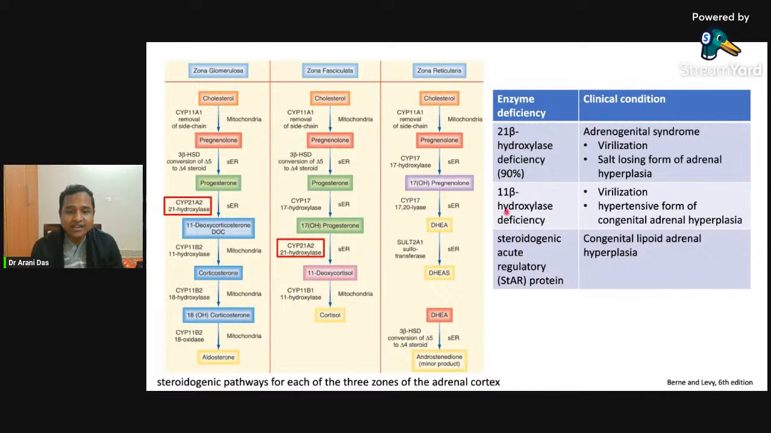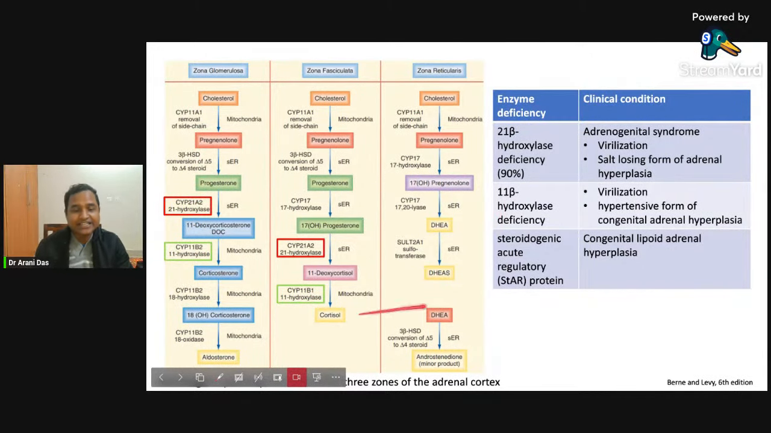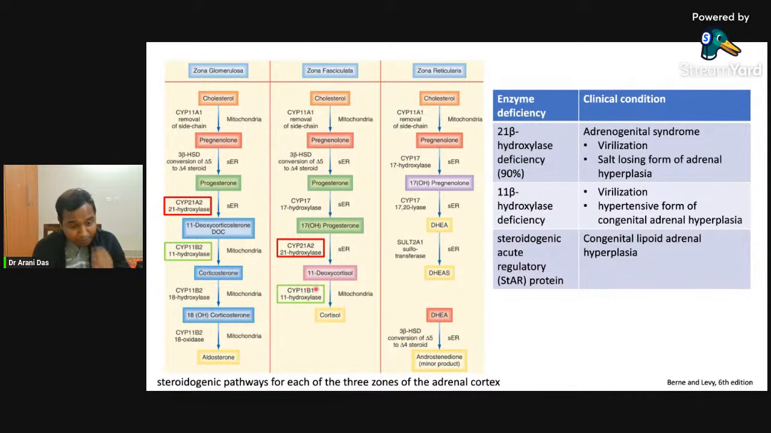Another disease is 11 beta hydroxylase deficiency. The enzyme is here, 11 beta hydroxylase. Again, the same scenario, no aldosterone, no cortisol, more and more ACTH because of loss of negative feedback, more adrenal androgen producing the same virilization. But here, more amount of deoxycortisol will be produced because this enzyme is deficient. So up to this sub level and this level, there will be more production.